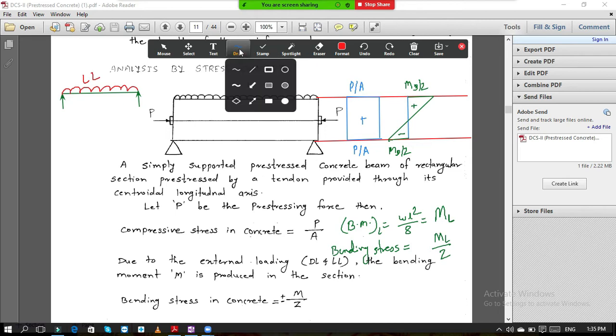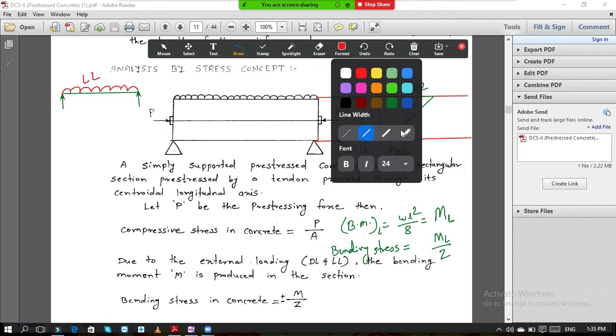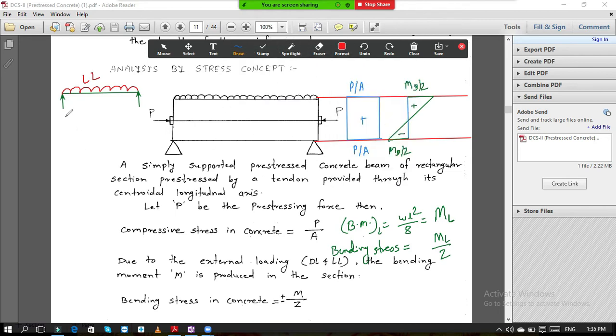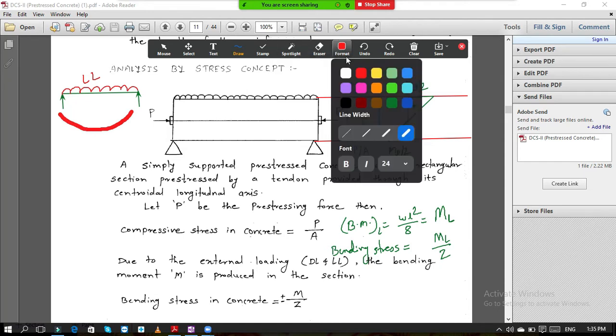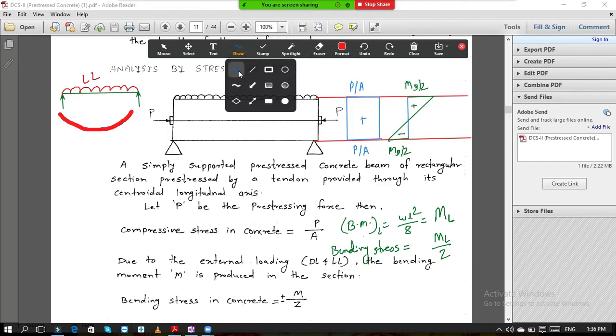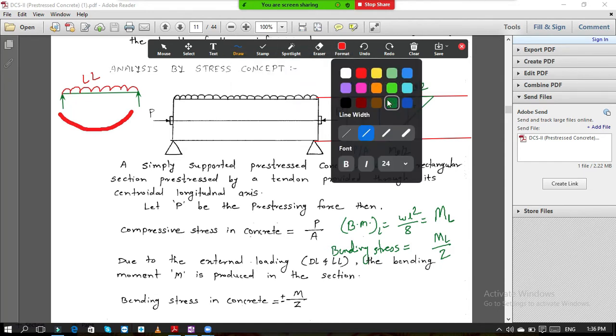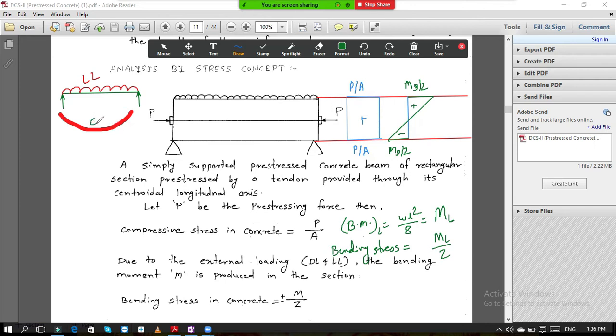So due to the live load also, this beam will bend, and this beam will bend in this fashion. This is the bending of the beam, and at top compression is there, at bottom tension is there. Here if I draw the neutral axis, it will be here somewhere at the center. It is not drawn exactly, but you can understand.